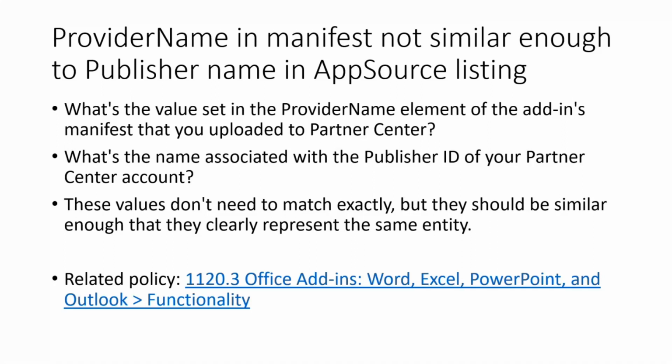They can't be Contoso and Northwind. They're not the same in any way, and it's not obvious that they are connected. So that's the kind of thing we're looking for, that you make it really clear that these two things are from the same source. All right.